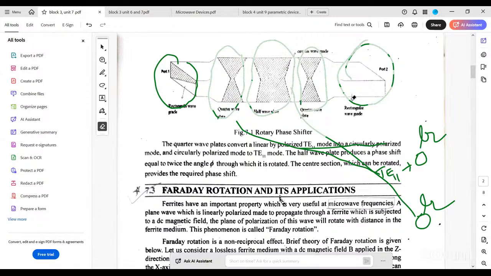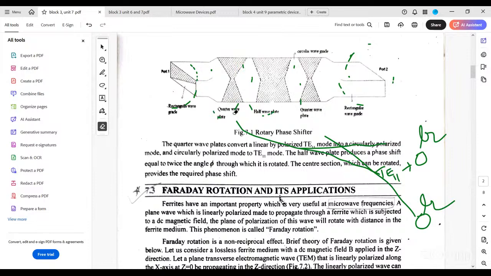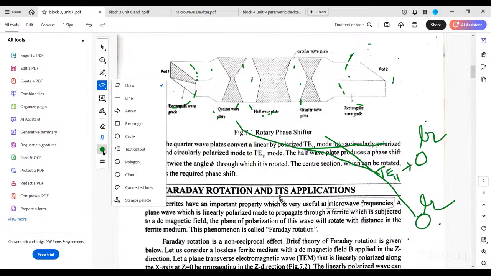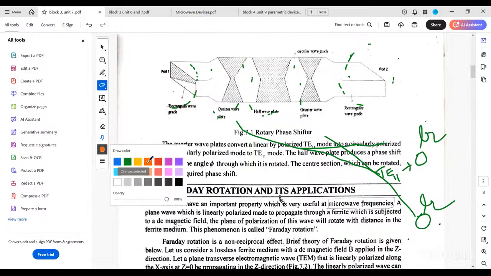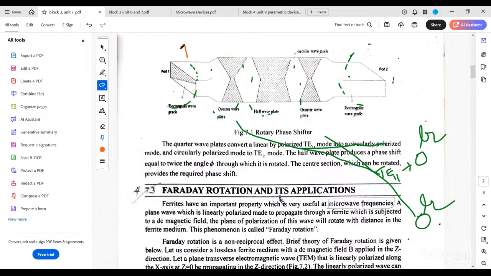Next, I am using another quarter wave plate. For which purpose am I using it? The other quarter wave plate is used to convert circular to TE11. So, your original wave is which one? Your original wave is TE11 only. At input, which wave do I have? Original is TE11.